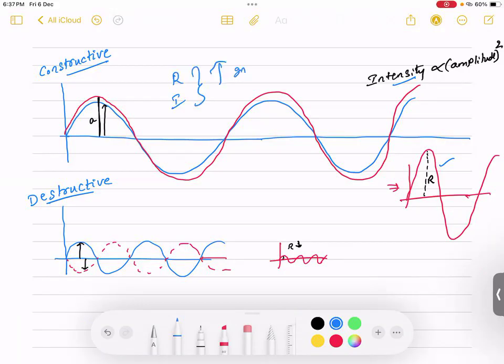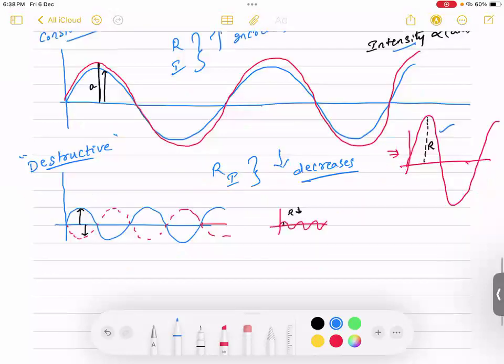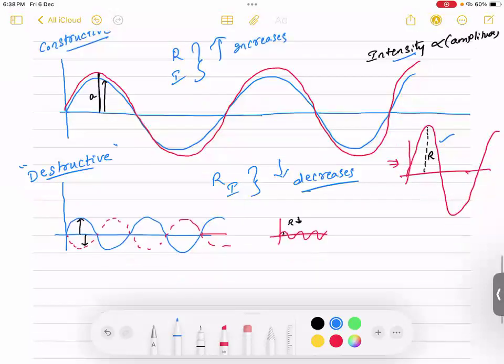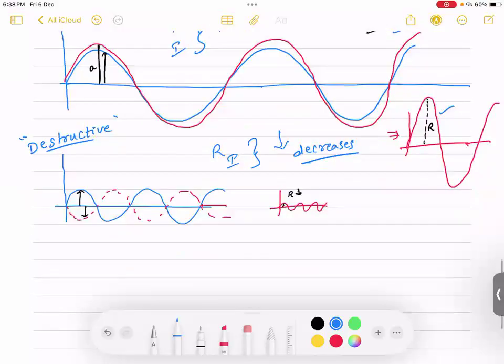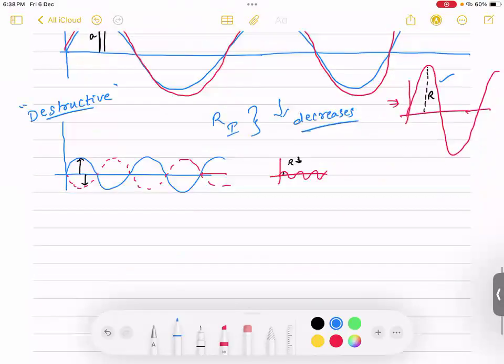If the resultant amplitude and intensity decreases, that is what we call what type of interference? Destructive interference. So in the case of constructive interference, the resultant amplitude and the intensity increases. In destructive interference, the resultant amplitude and the intensity will decrease.